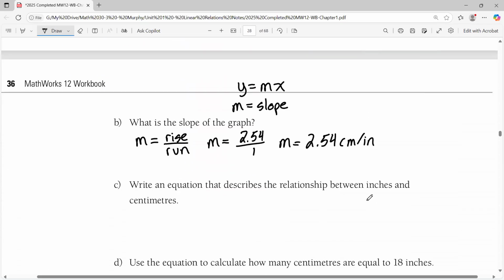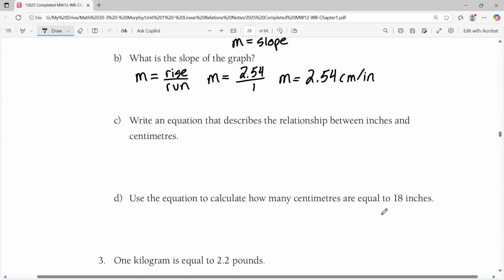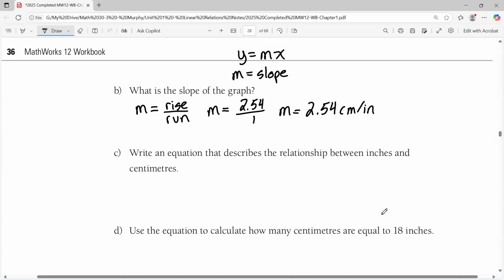It says write an equation that describes the relationship between inches and centimeters. So instead of going like this and not really understanding what the y and the x are, we can substitute in centimeters and inches. So y is our centimeters, and that equals 2.54 times the number of inches. And that is your conversion equation.